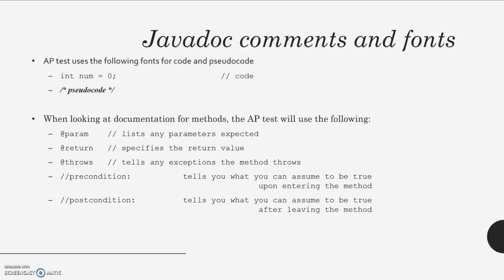Preconditions are things that you can assume are true prior to entering the method. For example, all integers in this array are going to be less than 0. A postcondition is something you can assume will be true after leaving the method. An example could be: after leaving this method, every integer in this array will be greater than 0.